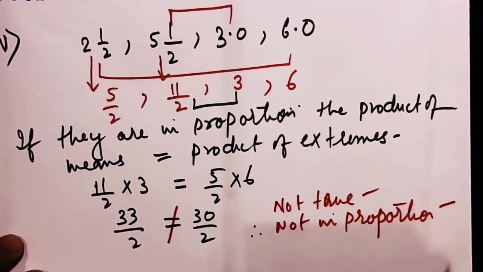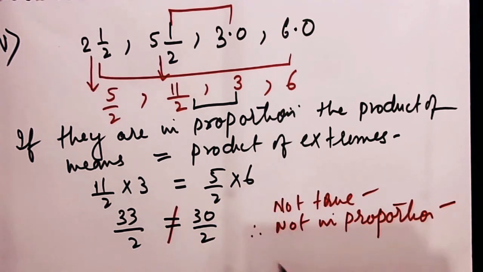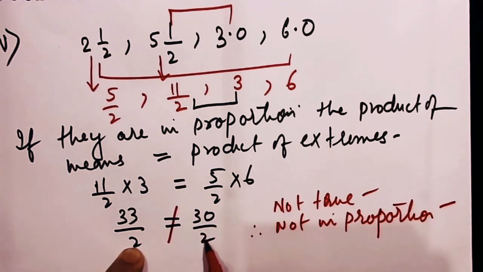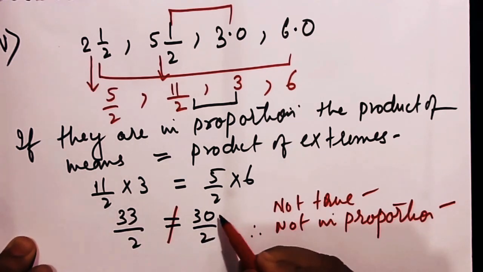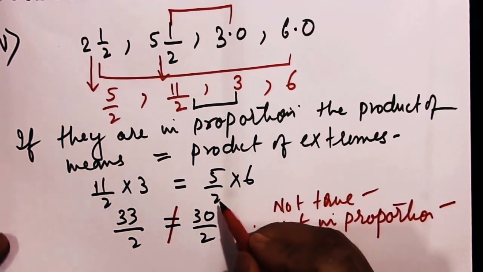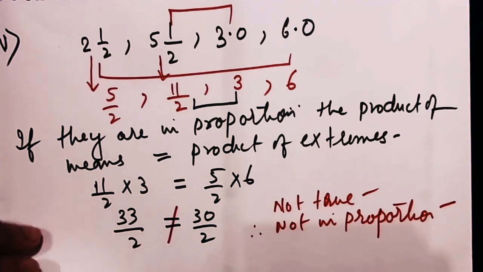Now before we end up, have a look, I didn't cancel it over here, so that we get the same denominator easily, and we can judge whether 33 by 2 is bigger or 30 by 2 is bigger. Since we have not cancelled, we need not work extra to get the value.